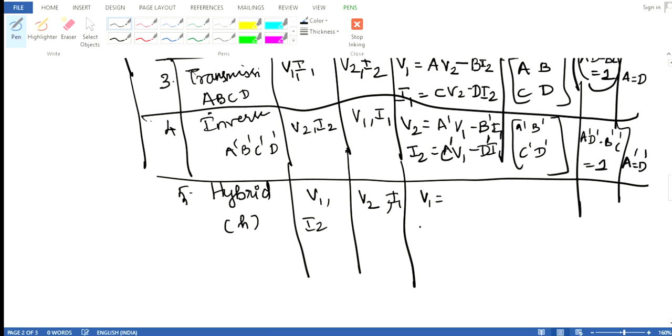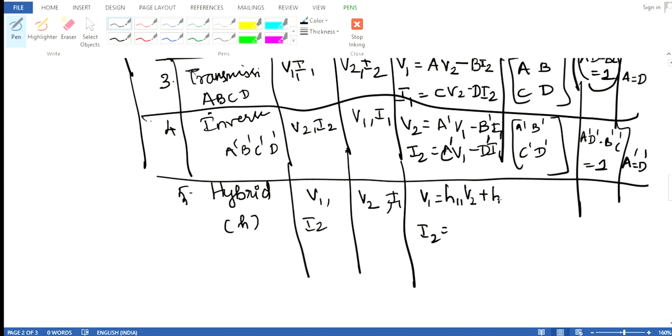V1, who is your left hand side? V1, I2 equal to, what is the letter you are going to use? Only the letter H, so you can make it as 4, by means of matrix. So H11, what is the letter? V1. And here what is the symbol? Plus. Only the transmission and inverse transmission is minus. Remaining everything will be the plus.